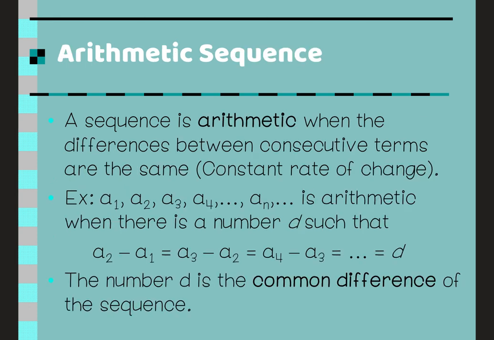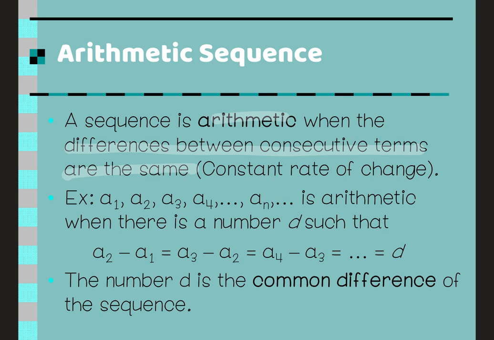Then there are specific kinds of sequences, and we're going to focus on two, arithmetic and geometric. An arithmetic sequence is when the difference between consecutive terms is the same. So you are adding or subtracting the same number each time. If I'm increasing by 2 or decreasing by 2 or increasing by 5 or decreasing by 5 each time, then that's called arithmetic.